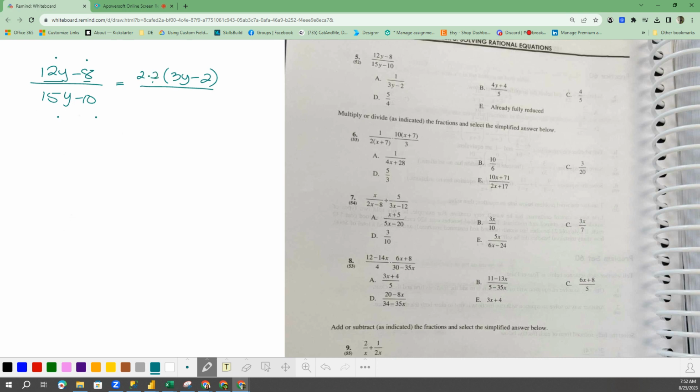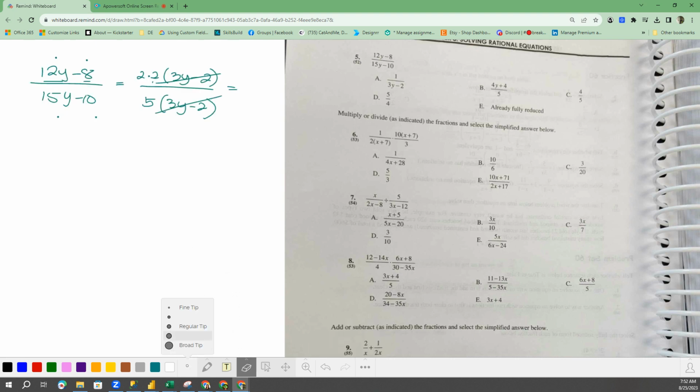Now 15y minus 10, that would have a common factor of 5. Yes, 5. So now you will have 3y minus 2. Okay, so the top has 3 factors, the bottom one has 2 factors. The one that's common is this. So therefore your final answer will be, and you try to get the final answer. See if you can factor out some more.